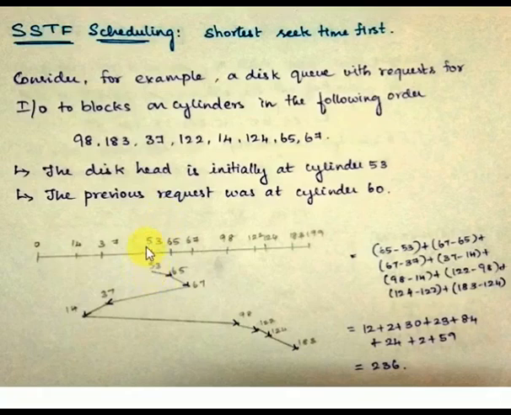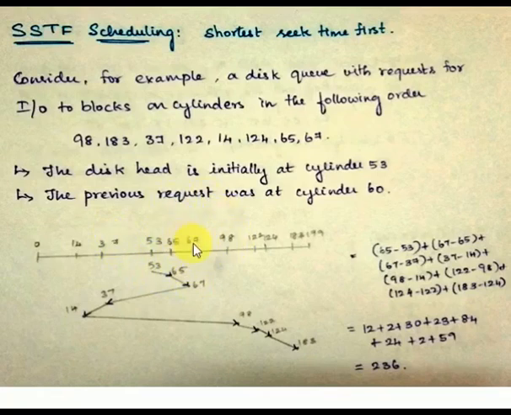So from 53, which should be the nearest, or the minimum distance that could be traversed? You have two options, one is 65 and one is 37. From 53 to 65 would obviously be the minimum distance. So we are moving from 53 to 65. From 65, the nearest would be 67. And from 67, we have two options. Either we can go for 98 or 37.